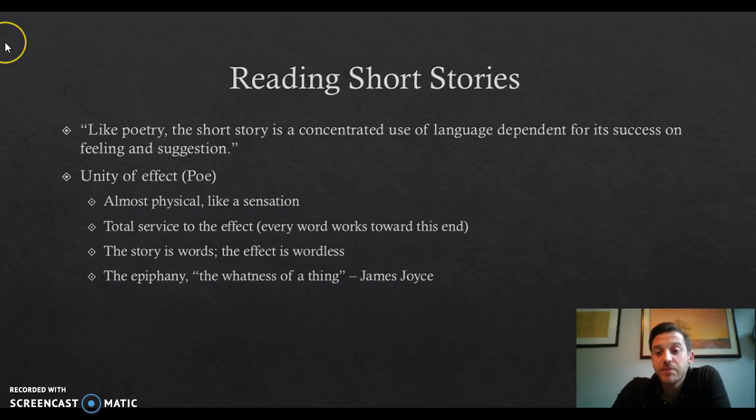What's important here that Poe put forth, that is probably the most important part of this, is that the story is words. This is Poe's words, not mine. So the story is the actual text. The effect is wordless. So the effect should be invisible. The reader should finish the story and feel something profound without having been told that they should feel this. So manipulation, subtlety, deceit, these are all crucially important in the short story.